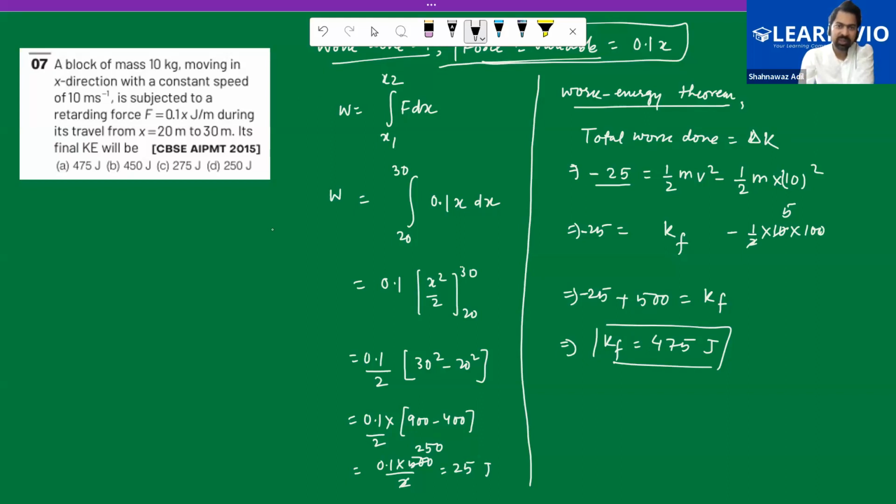If it is clear, then please note it down, and then we'll go to the next. So we see how important this work energy theorem is, right? That is how this work energy theorem is very important. This should be minus 1. So that is the retarding force.